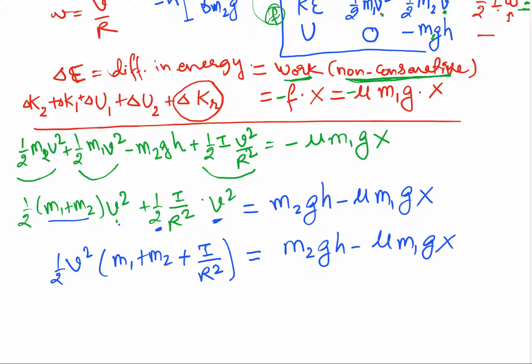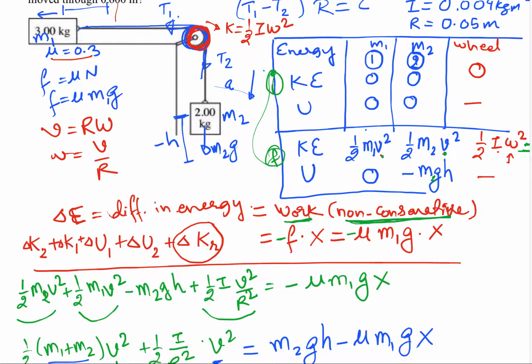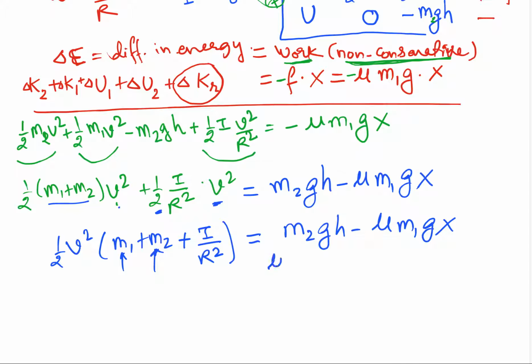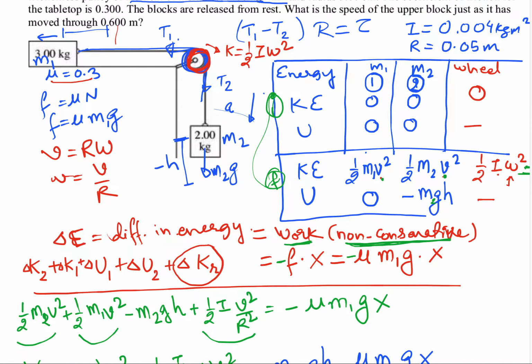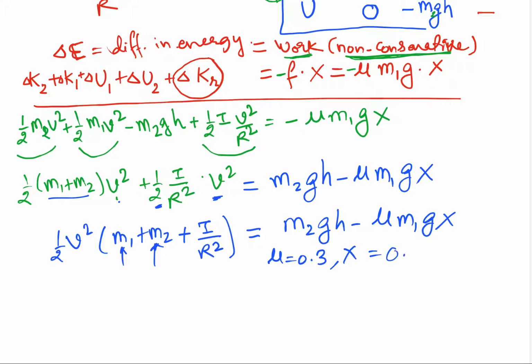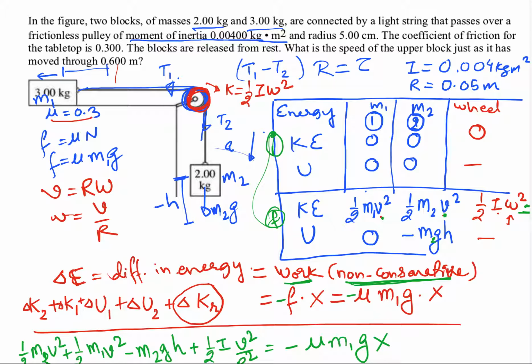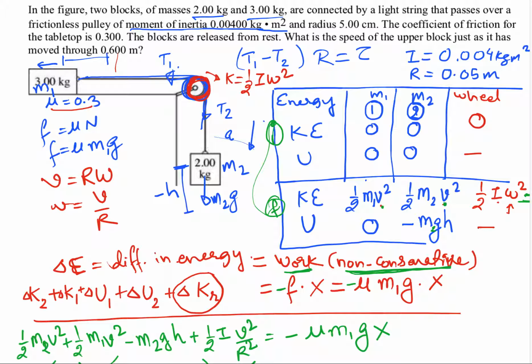Okay, so since you know the masses m1 and m2, these are known, I is known, r is known, g is 9.8, h is the height that it fell through, and mu is given. So I'm going to write mu equals 0.3, x equals 0.6. Okay, and what else do we have?